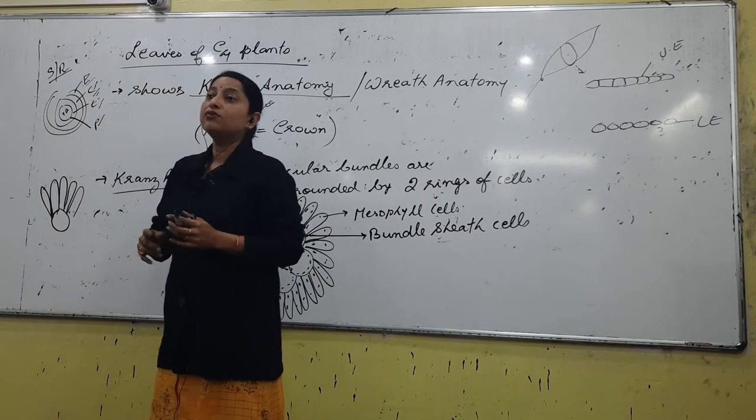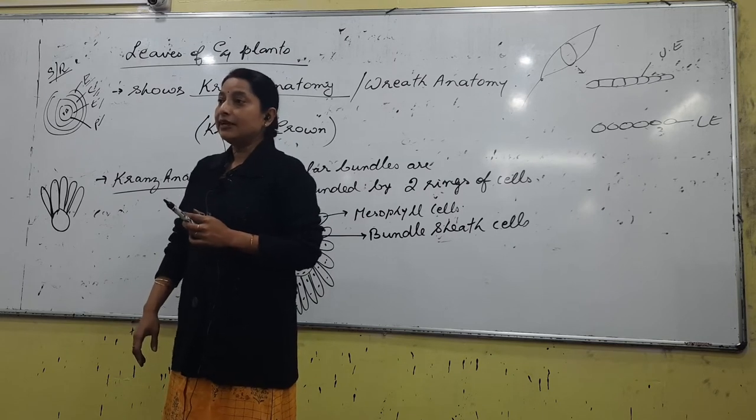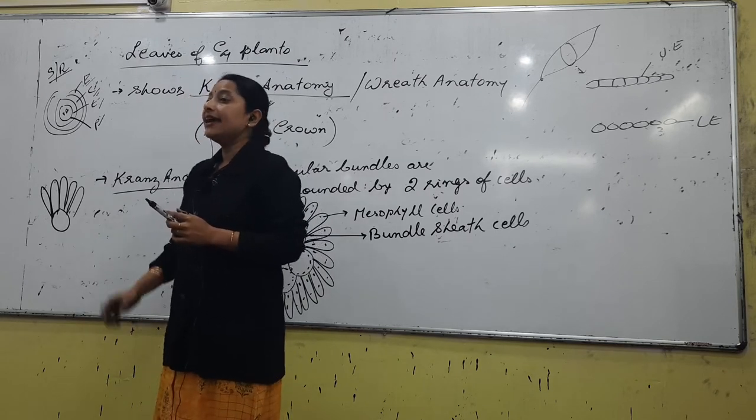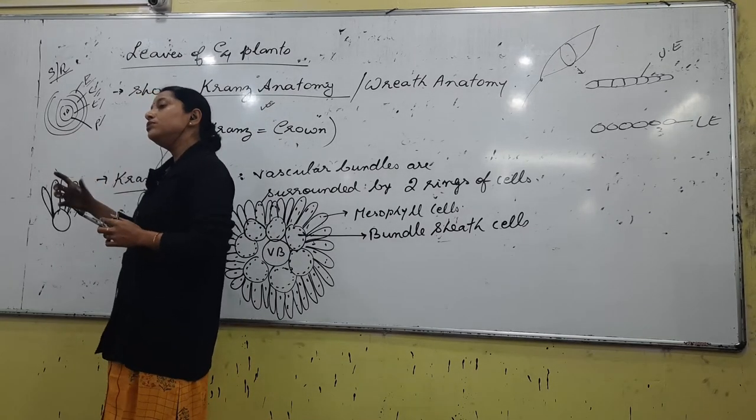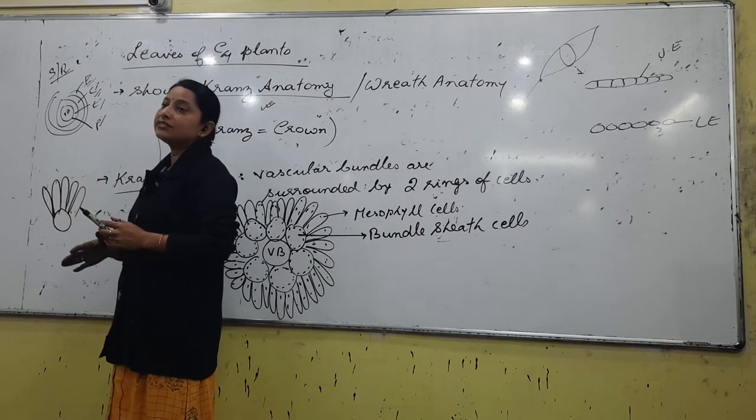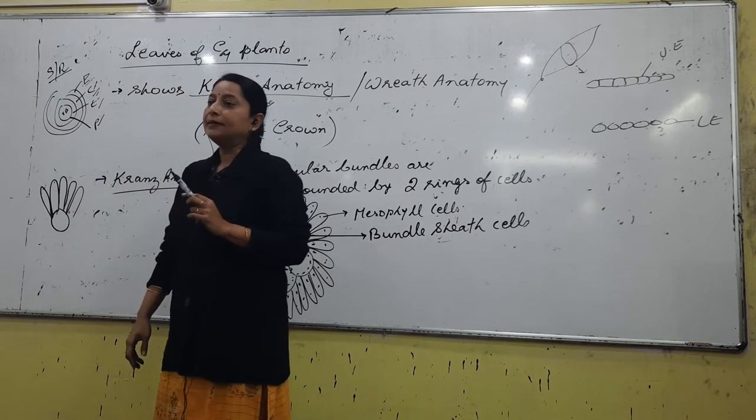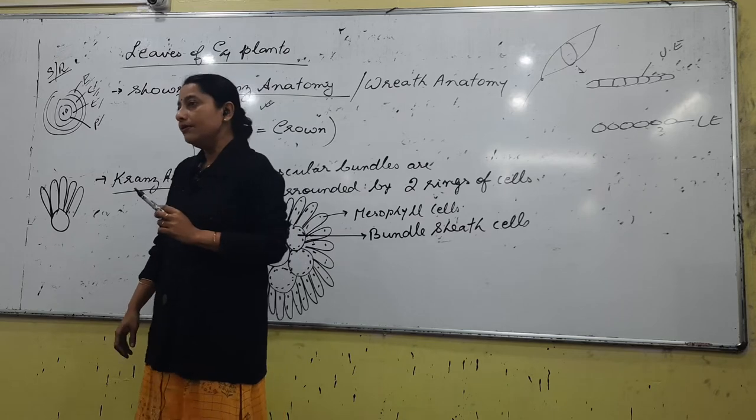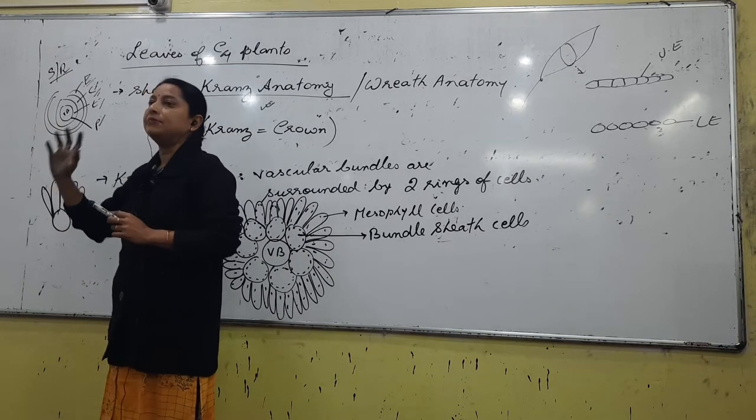Maybe we are talking about root hairs, maybe we are talking about stem hairs. Root hairs and stem hairs originate from the outer layer. So root hairs and stem hairs are a part of which tissue system? It's a part of the epidermal tissue system. Another example is stomata. Stomata we know, right? Stomata are also found in the epidermis, so stomata are a part of the epidermal tissue system.